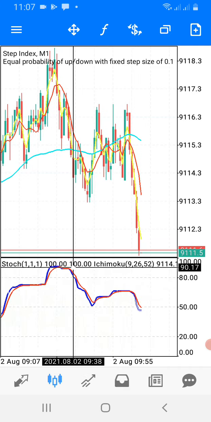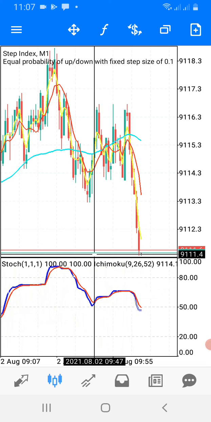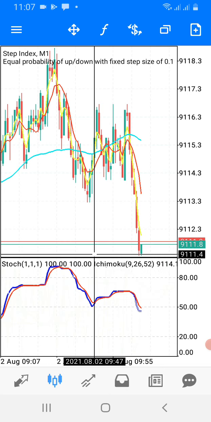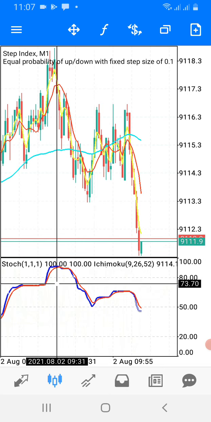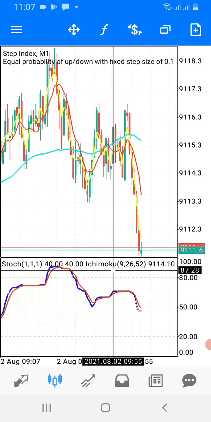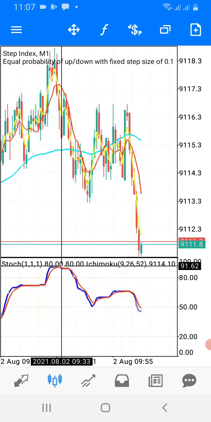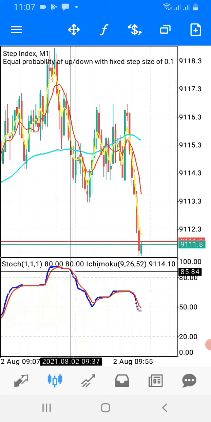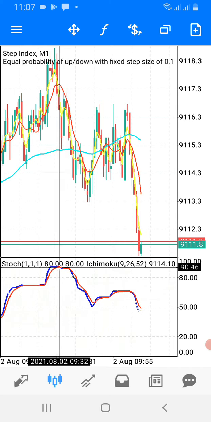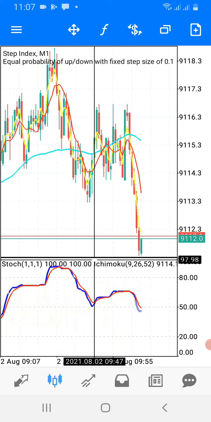You can see now, guys, this strategy is already showing you the power it possesses. It's already showing you that it works. Guys, if you can understand, the condition is that this red moving average and the Ichimoku have to be at the overbought level, which is from 80 upwards.